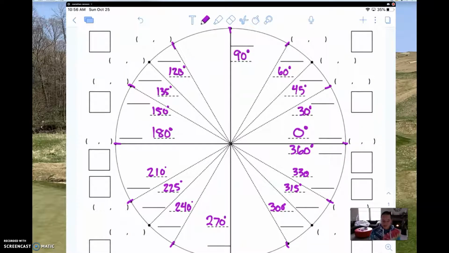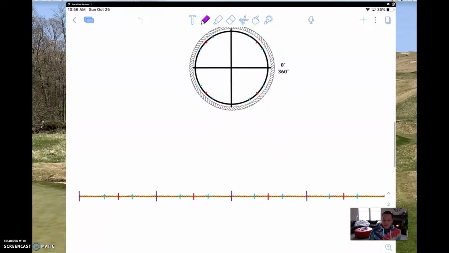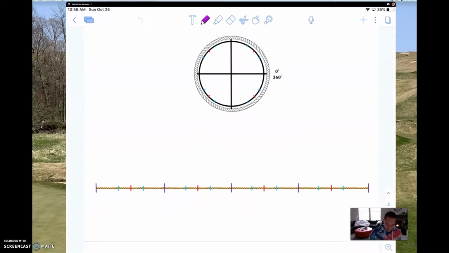I'm not super concerned about that. Usually we're pretty solid at those. But what we do struggle with sometimes is radians. So for radians, I'm going to go back to our notes that we had. And we're going to have this rope here. And you can just kind of pretend that this rope has a length of 2 pi.